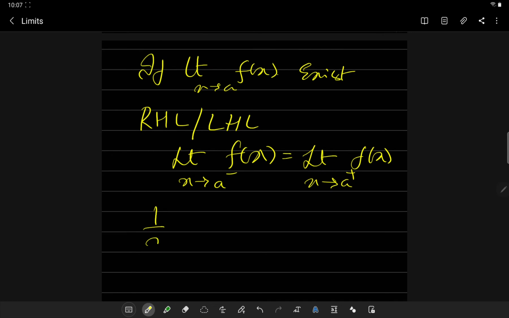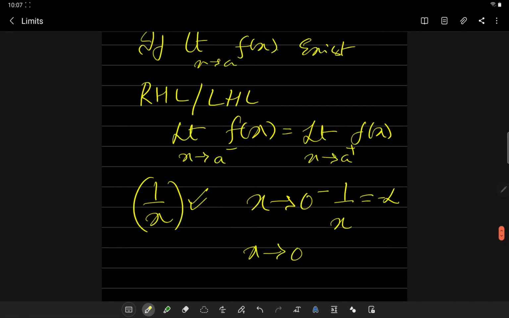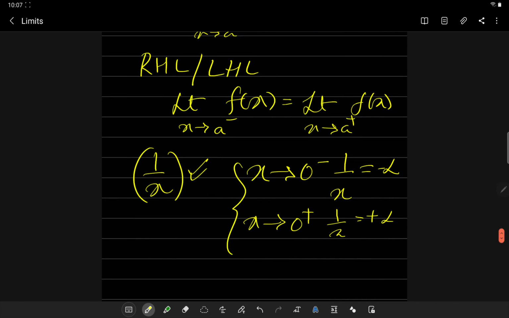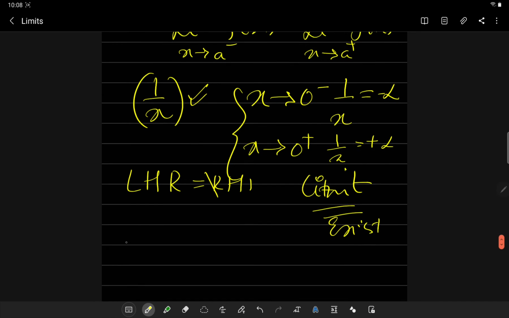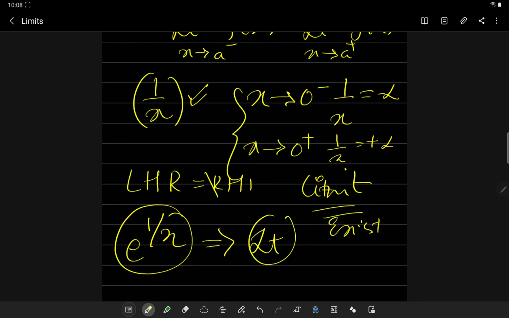So if you consider the function f of x is equal to 1 by x, when x tends to 0 minus, 1 by x will be minus infinity. If the x value tends to 0 plus, the 1 by x will be plus infinity. Because both left hand limit and right hand limit are not equal, the limit will not exist. So even for e power 1 by x also, there will be no limit value.